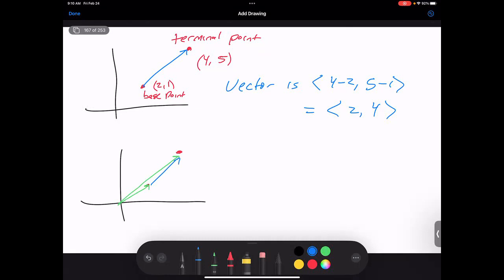And so from the first one, I would get 2, 1. From the second one, I would get 4, 5. I want to use angular brackets. And if I subtract it like that, that would give me the vector 2, 4, same as before. And again, for a lot of things, if they don't say anything, just assume that the vector is based at the origin. But depending on what you're doing, you might want to have your vector living at another place.